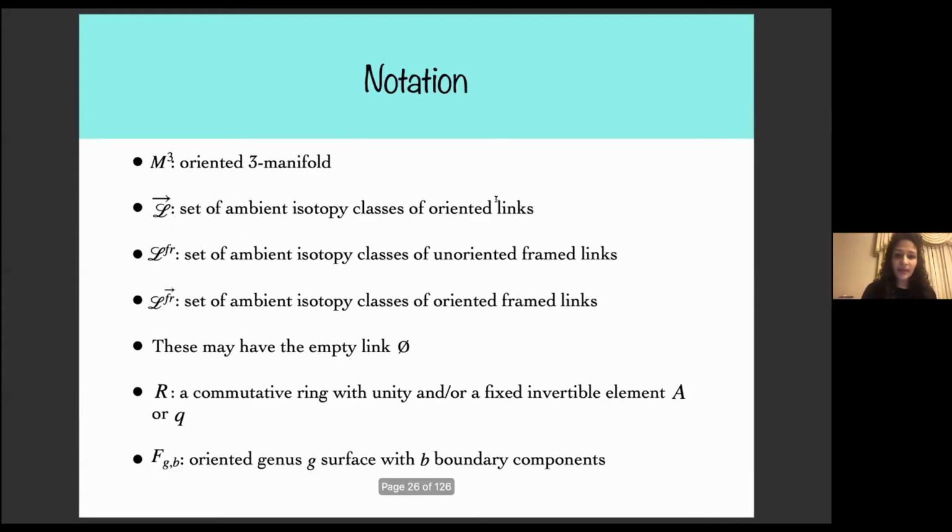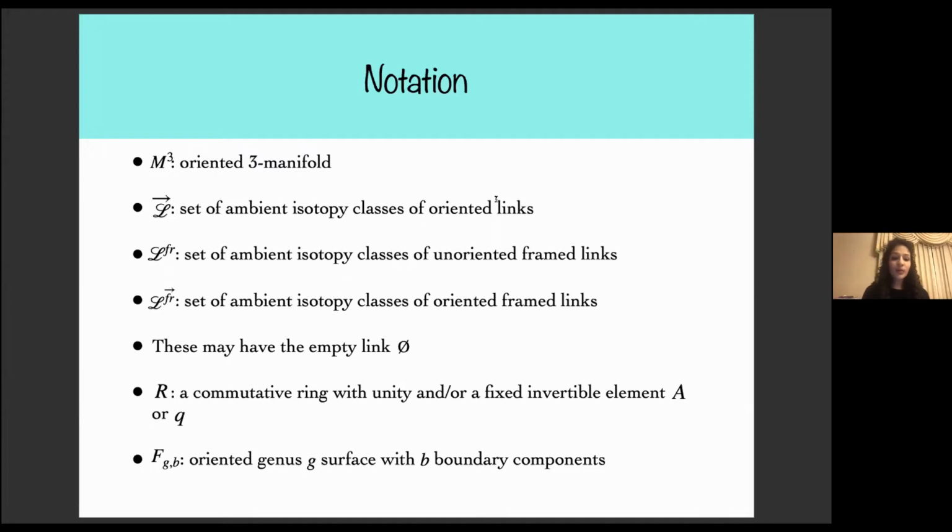Okay, so before I start, I would like to fix some notation for the rest of the talk. M3 will always denote an oriented 3 manifold. L with an arrow will be the set of ambient isotopy classes of oriented links. LFR will be the set of ambient isotopy classes of unoriented framed links. LFR with an arrow will be the set of ambient isotopy classes of oriented framed links. And these sets may have the empty link.